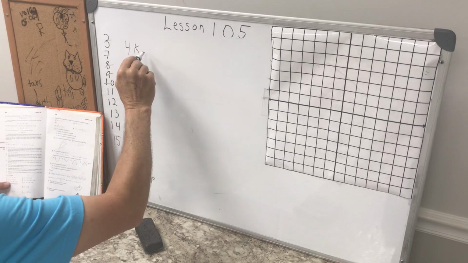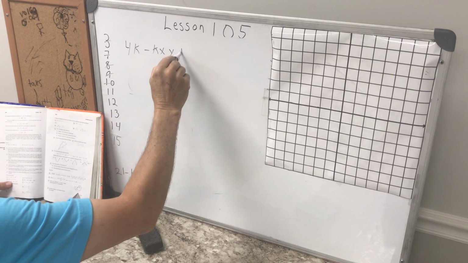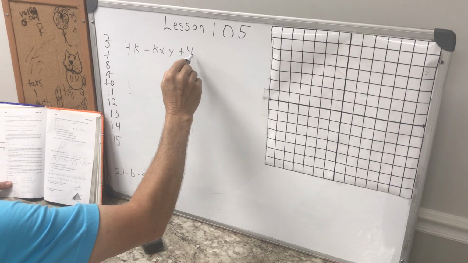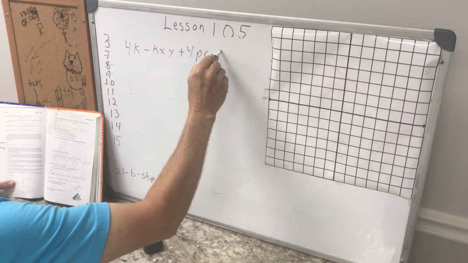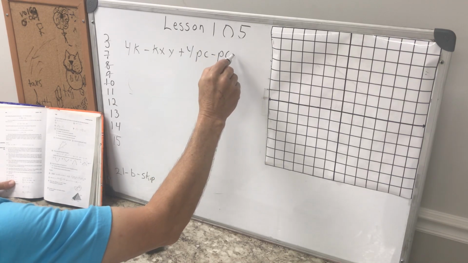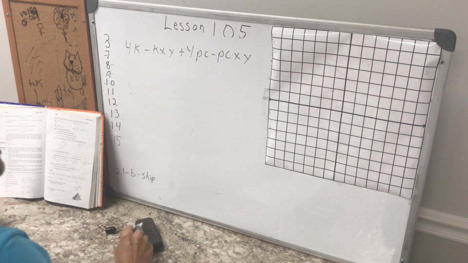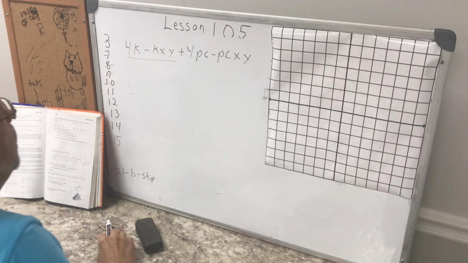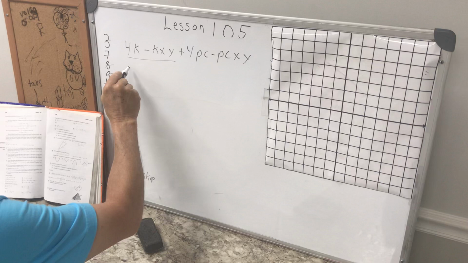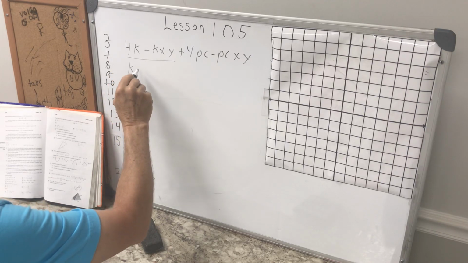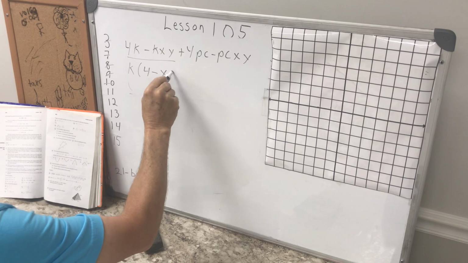Number 11. 4k negative kxy plus 4pc negative pcxy. Okay, what do you see in here that we can factor out? I'm seeing a k. Factor out the k, and we're left with a 4 negative xy.